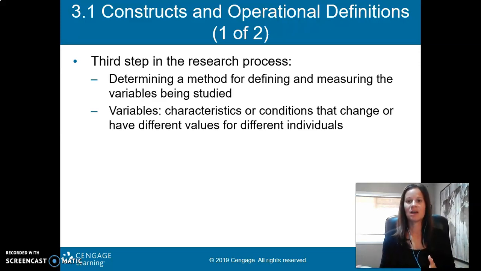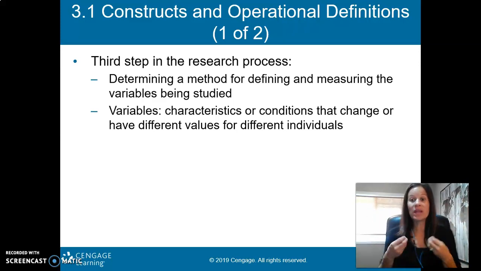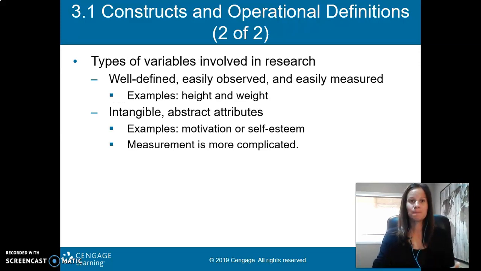Okay, so variables are characteristics or conditions that change or have different values for different individuals. A variable might be a personality characteristic like extroversion and introversion, or, like I mentioned earlier, memory or morality. These are things that are kind of hypothetical. They're constructs that we don't necessarily view, but we assume based on an individual's behavior, or the things that they say. So, variables involved in research need to be well defined.